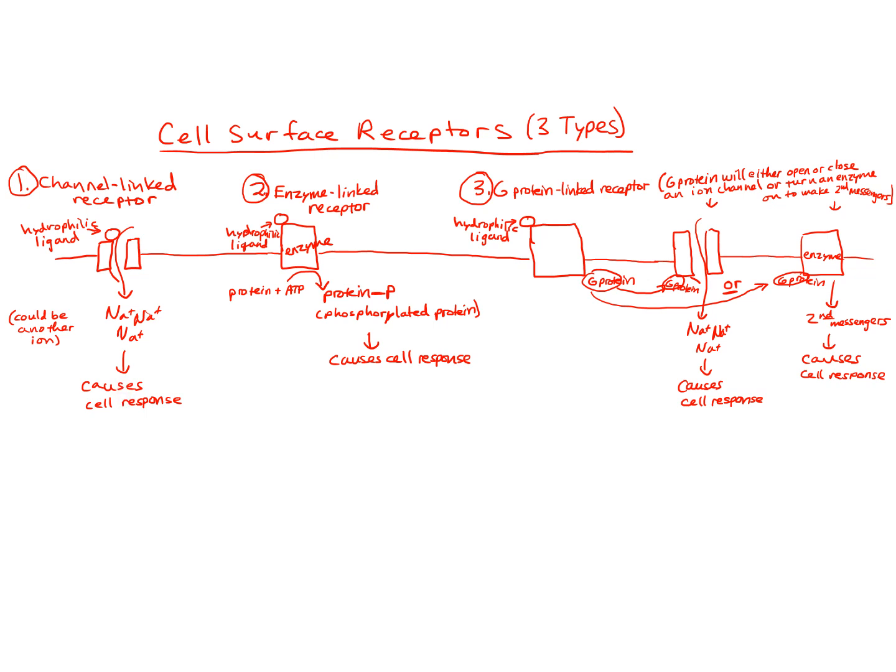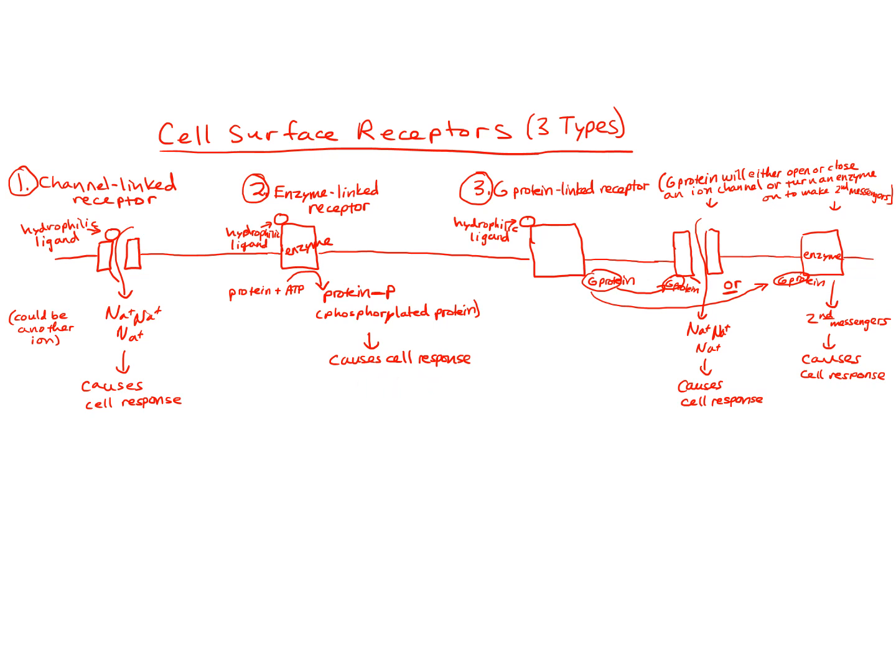And then next we've got this enzyme-linked receptor, where the receptor is actually an enzyme. And when the hydrophilic ligand binds to the enzyme-linked receptor, that'll turn the enzyme on. And the enzyme will end up phosphorylating proteins. And then those phosphorylated proteins will cause the cell response.